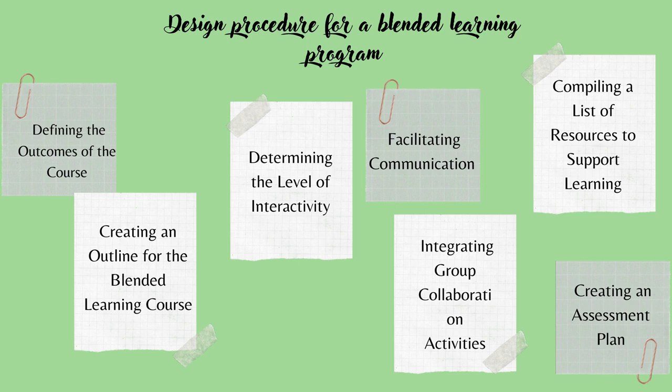The first step is defining the outcomes of the course. Next, you have to create an outline for the blended learning course, determining the level of interactivity. Next step is to integrate group collaboration activities, facilitating communication, compiling a list of resources to support learning, and last but not the least, creating an assessment plan.